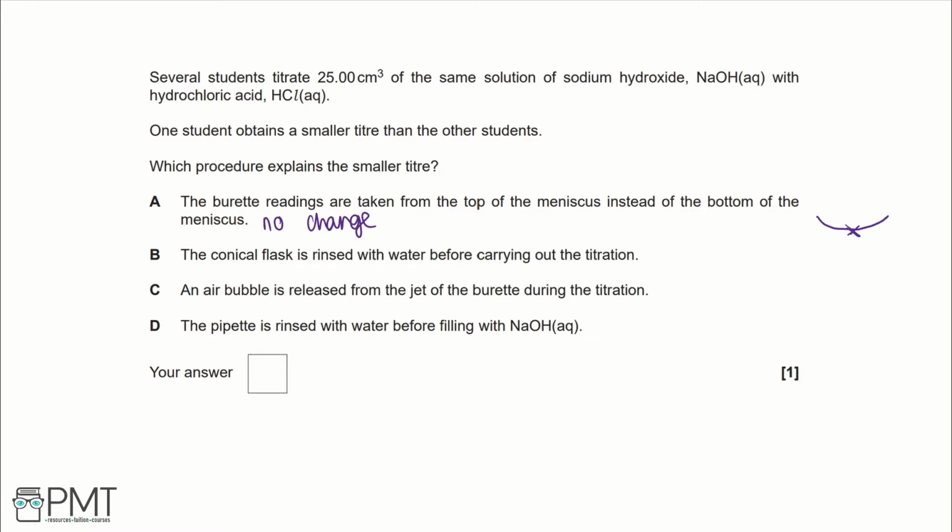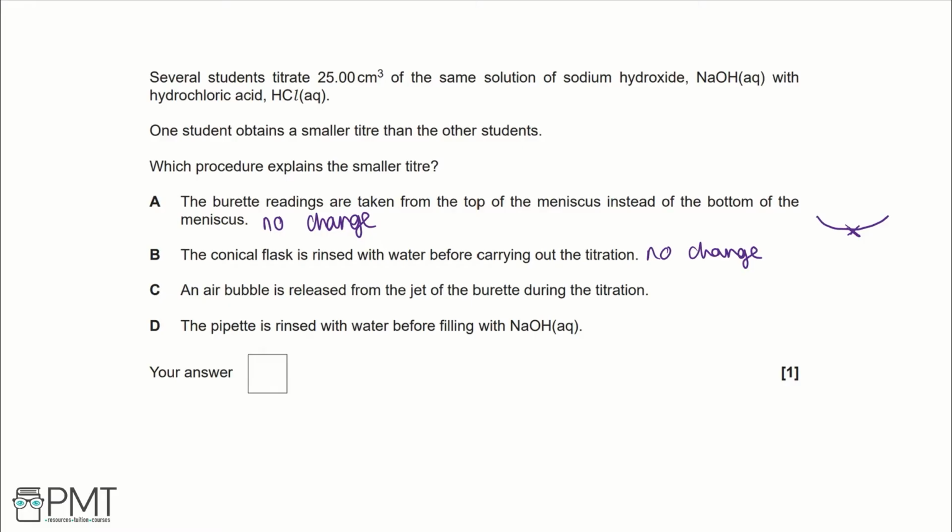Then looking at B, if you rinse a conical flask with water before carrying out the titration, this is also going to have no change, because you're still going to have the same volume and the same moles of sodium hydroxide. You're just going to have it in a slightly rinsed conical flask, and because sodium hydroxide and hydrochloric acid react on a mole by mole basis, it's not going to change the titer because you're going to have the same moles.